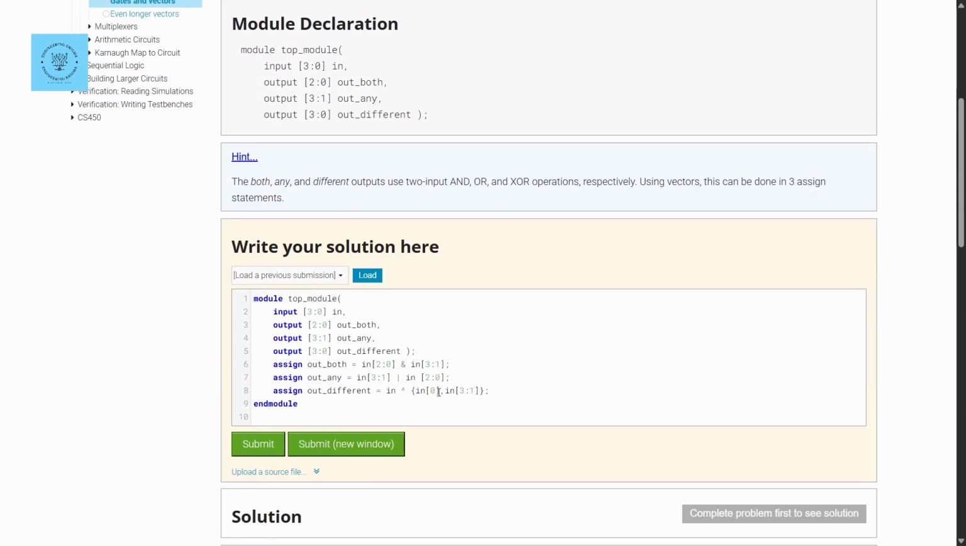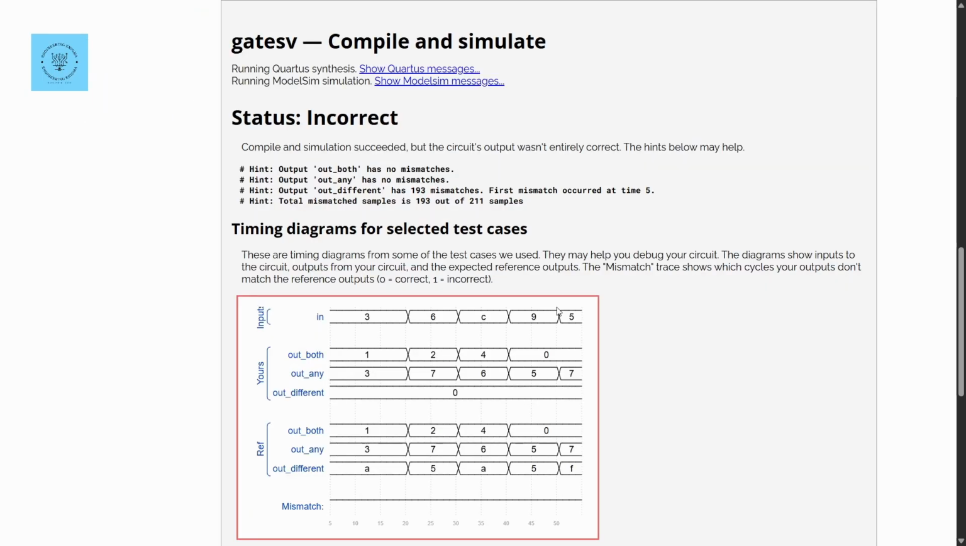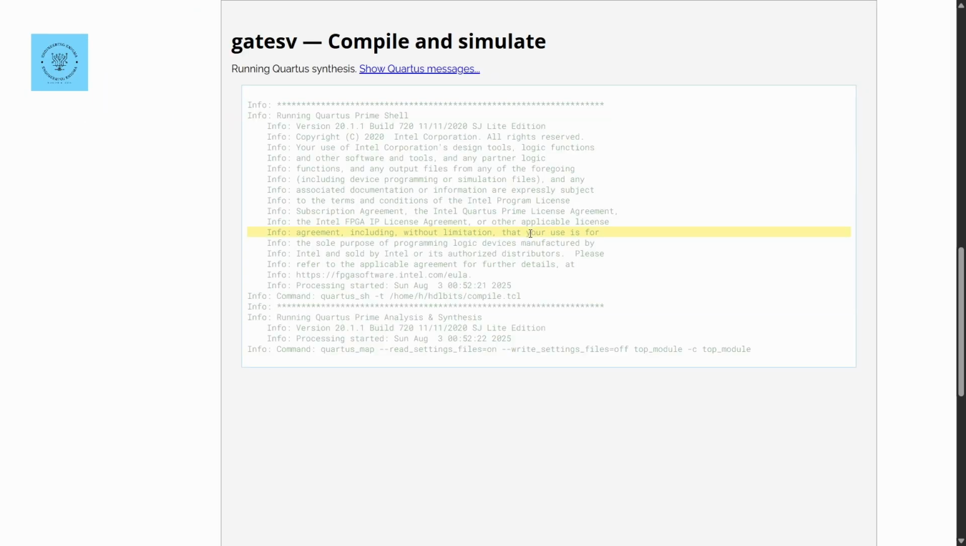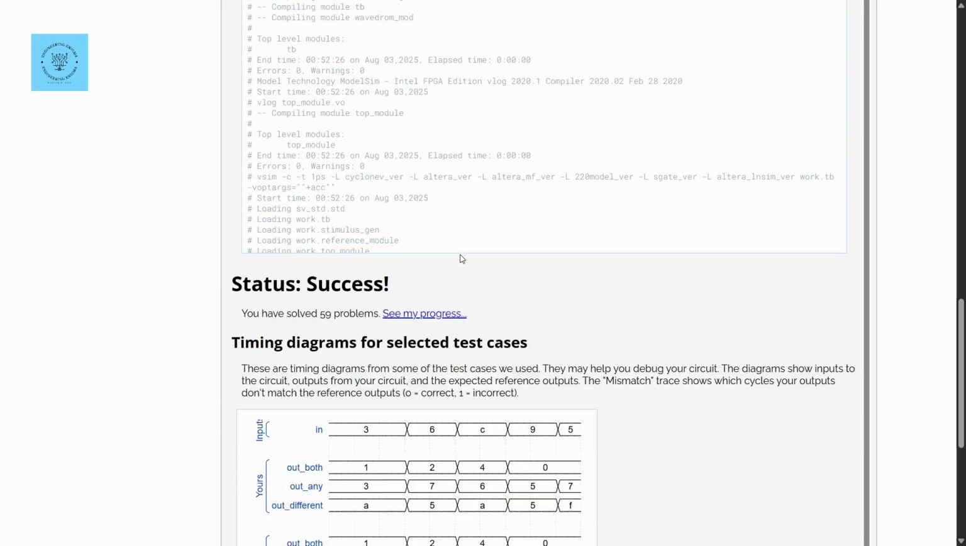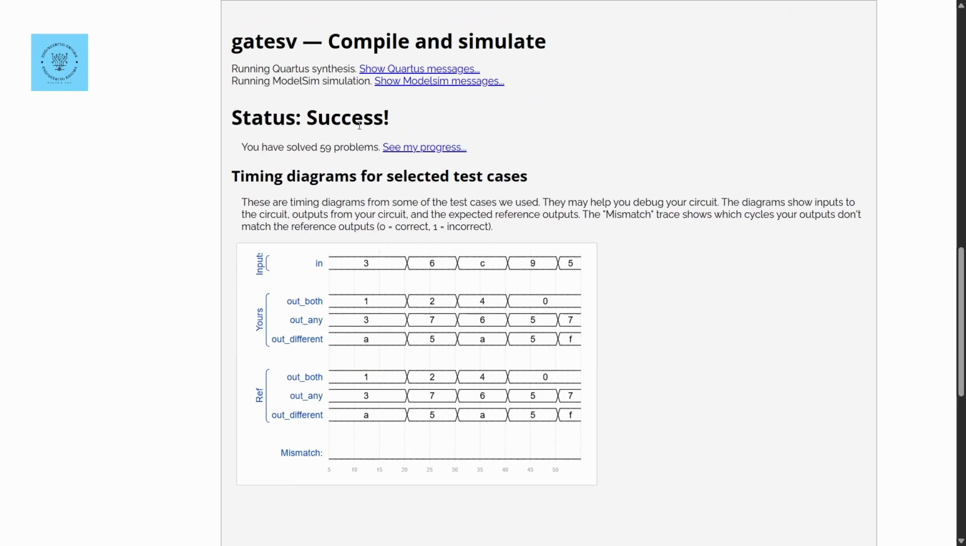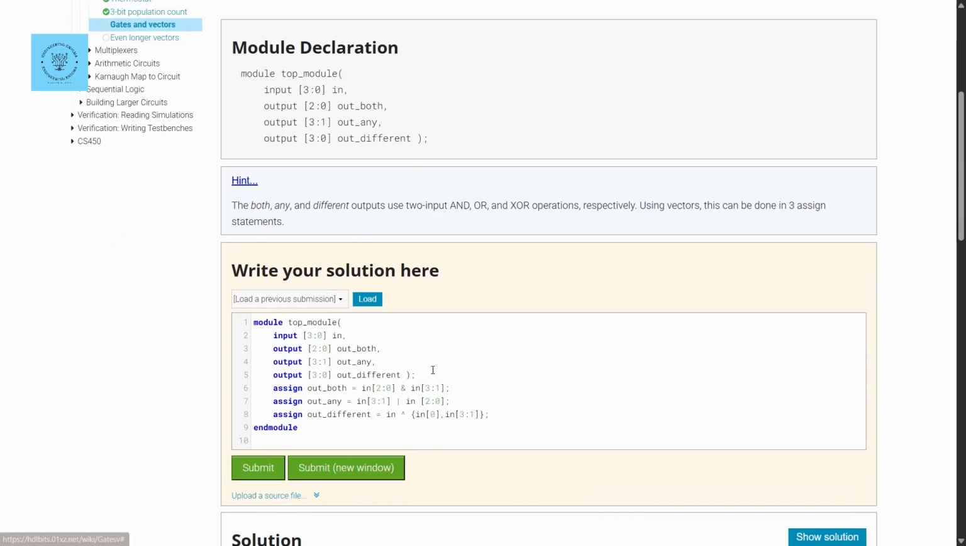If you want more info about this, you can check out my playlist for Verilog basics. So let's submit the code. The comparison process has started. As you can see, the status is success, and we are exactly matching the reference timing diagrams. This can be done with multiple other assign statements also, which we will be seeing in the next video.